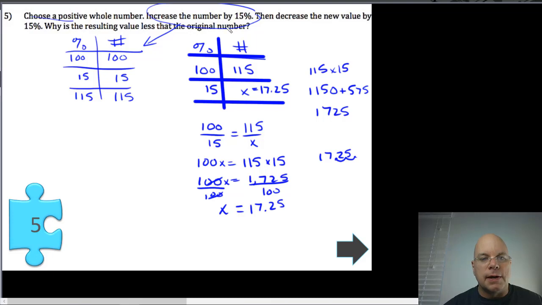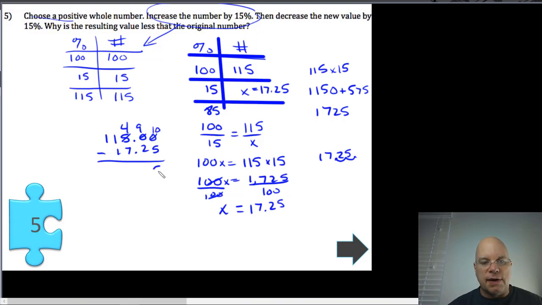But it says we're decreasing this value by 15. So the 85% would be the difference between 115 and 17 and 25 hundredths. Let me show the hundredths up here, so I have like terms. I need to borrow, making this a 10, then a 9, making this a 10. 10 minus 5 is 5, 9 minus 2 is 7. I need to borrow here, 14 minus 7 is 7. And I need to borrow here, 10 minus 1 is 9. So 97.75.